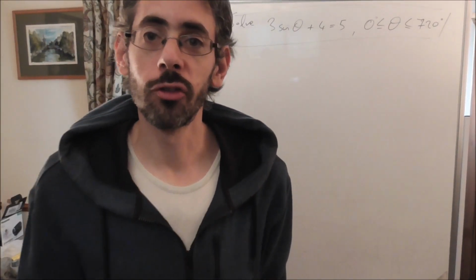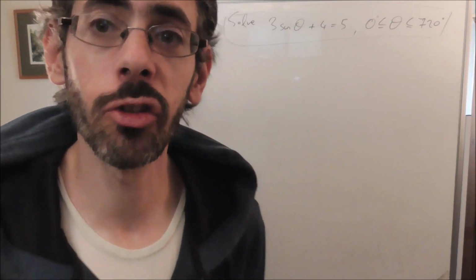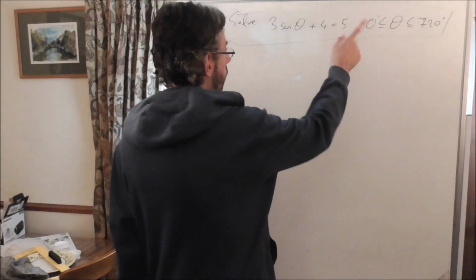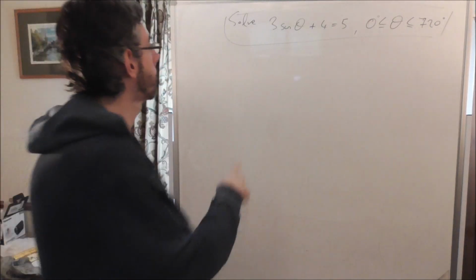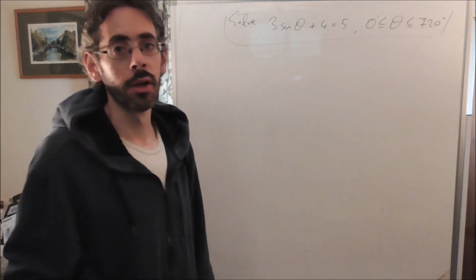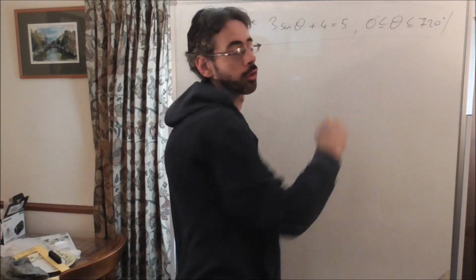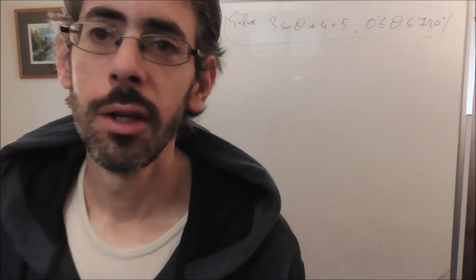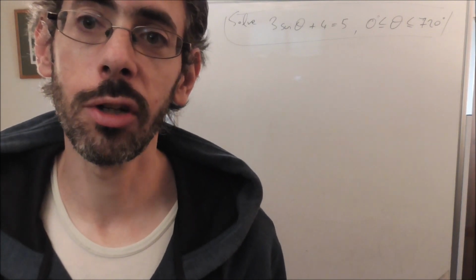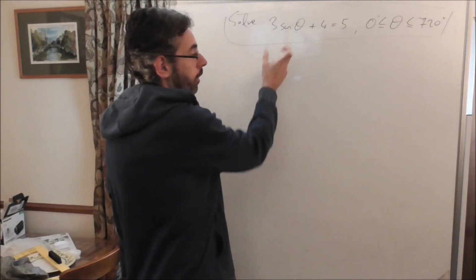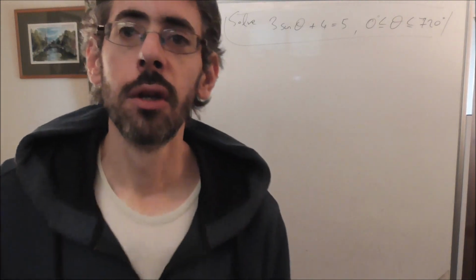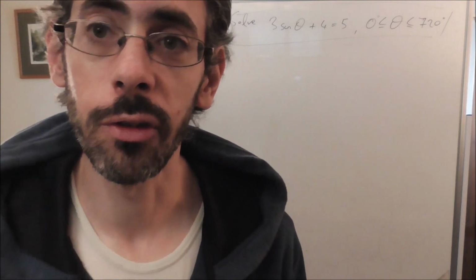So I'm going to do one more equation today. It's on the board. It looks a bit more complicated than the other equations we've done so far. I'll just read it out. It says 3 sine theta plus 4 equals 5. And we're looking for solutions in the range from 0 to 720. And it looks a bit more complicated because before we find some solutions, we need to do a bit of rearranging. We basically need to get sine theta on its own, and then you'll see it's actually like all the other ones we've done today.